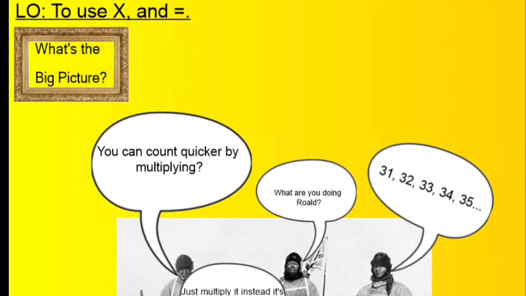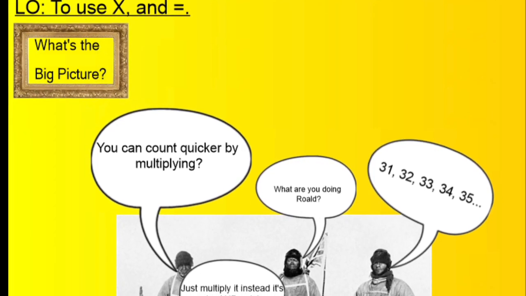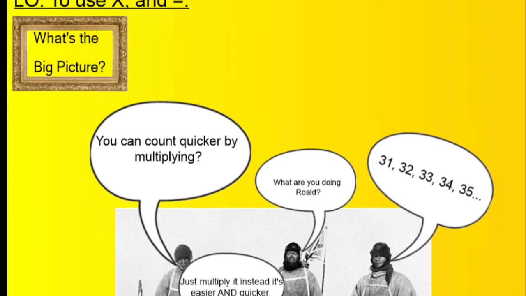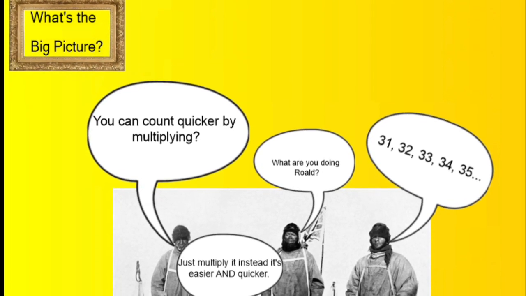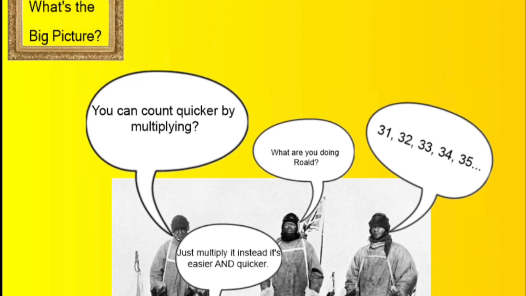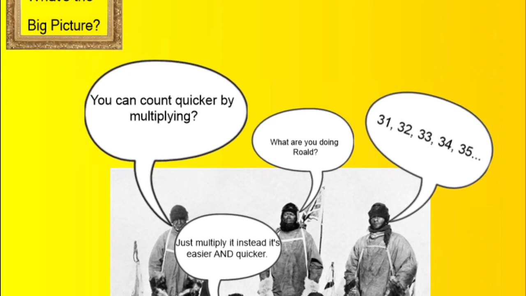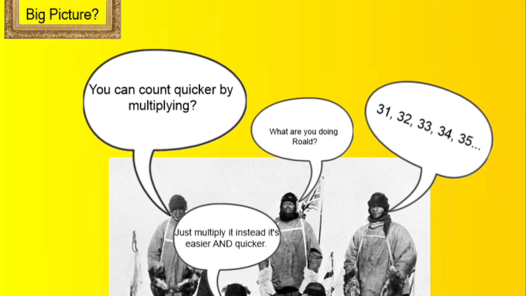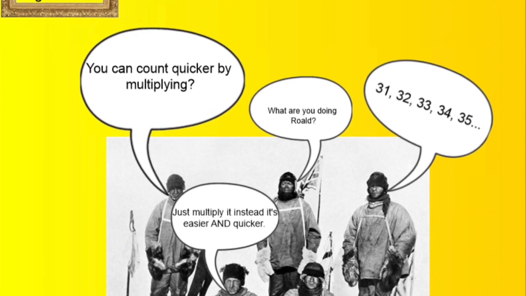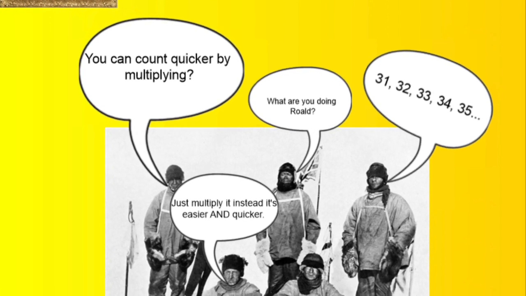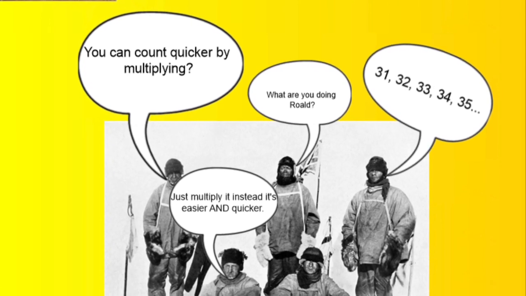So what's the big picture? Well, if you know your multiplications, it's really helpful because it helps you count quicker. Rather than counting things by ones, if we learn our 2s, our 5s and our 10 times tables, we can start counting things a lot quicker, like these explorers. They're trying to count bottles of water. It's going to take them ages if they try and count it one by one.